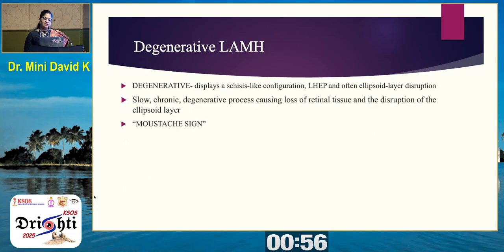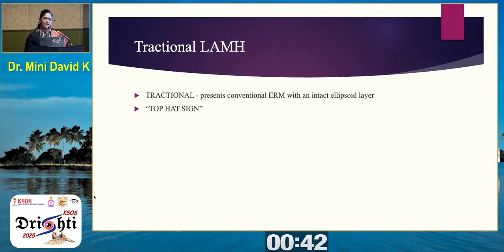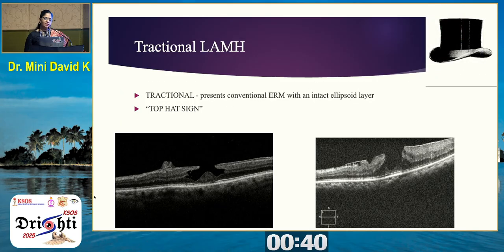Degenerative type displays a schisis-like configuration, LHEP, often ellipsoid layer disruption, a slow chronic degenerative process causing loss of retinal tissue and the disruption of ellipsoid layer. It has the appearance of a moustache. The sign is known as moustache sign. And tractional lamellar hole presents with a conventional ERM with an intact ellipsoid layer, and the appearance of a top hat, it's known as top hat sign.